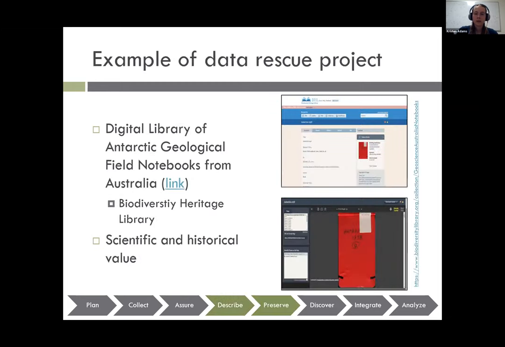But to end on a positive note, a data rescue operation that has happened by the Biodiversity Heritage Library in Australia is that they have some historic field notebooks from geologists that went to Antarctica, and they have rescued those and scanned them and put in all sorts of metadata so that they are findable for scientific and historical value.